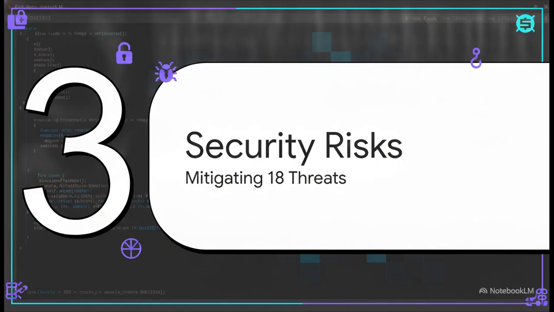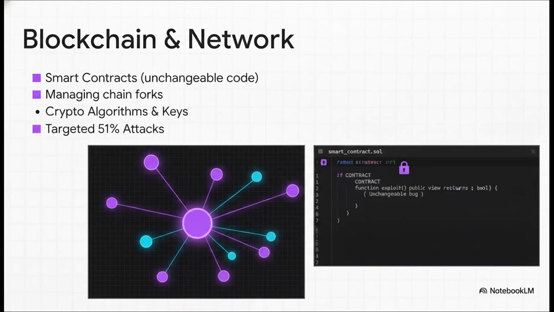Section 3. Mitigating 18 security risks. Okay, now that we've got the tech trade-offs down, let's zoom in on the actual threat landscape. We've broken down the top 18 risks into domains. Domains 1 and 2 are all about how the network itself amplifies vulnerabilities. Take smart contracts, for example. We're talking about unchangeable code. If a bug is in there when it goes live, it's there forever.